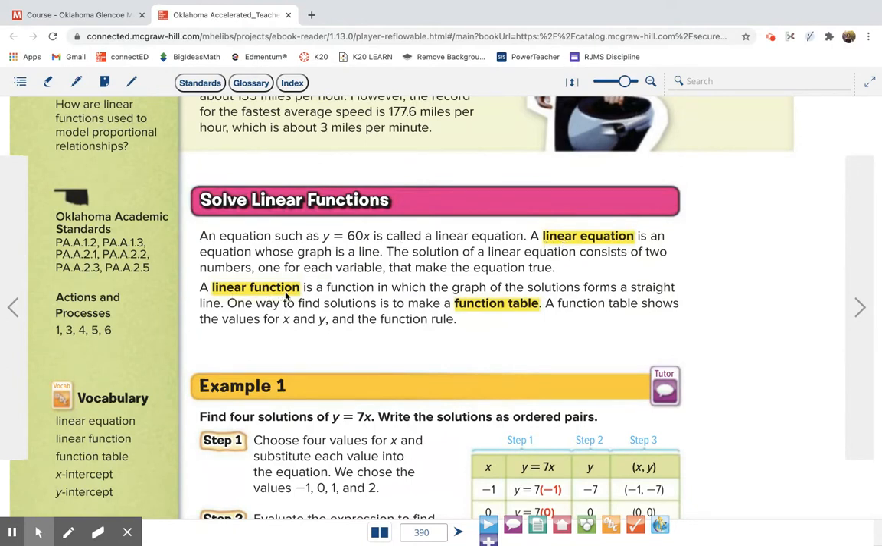Okay, so a linear function is the same thing. It's where the graph of the solutions form a straight line. It's just another way to say linear equation, linear function. So one way we can find points on that graph or solutions is to make a function table.